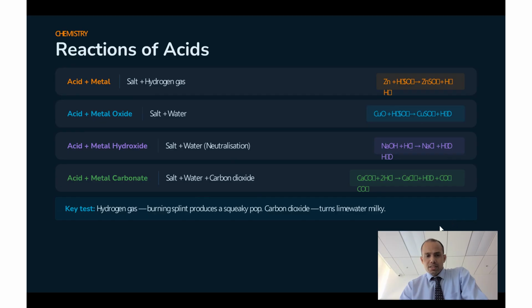And there is a key test for hydrogen gas and carbon dioxide gas. Hydrogen gas makes a burning splint produce a squeaky pop sound, while carbon dioxide gas turns lime water milky.